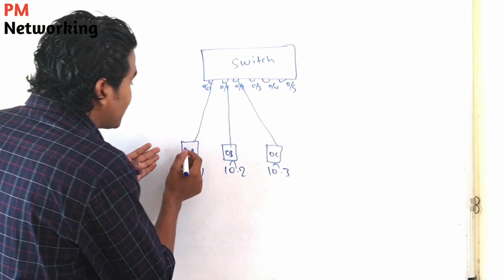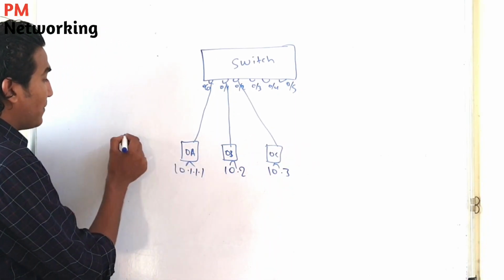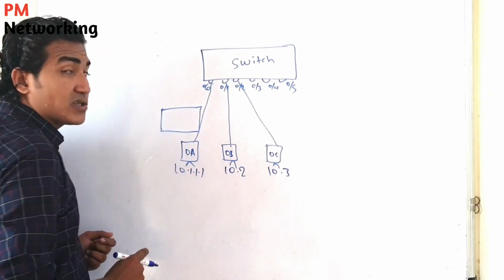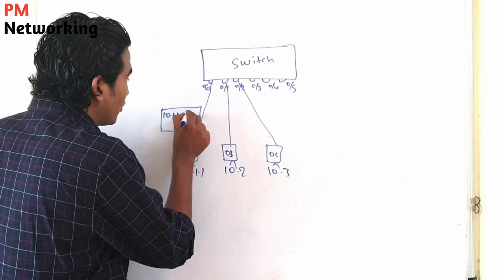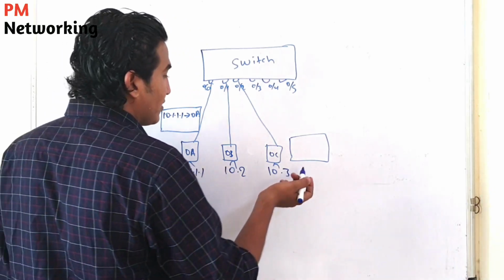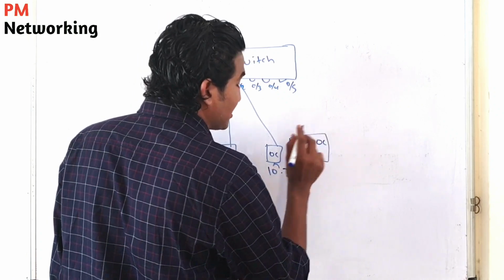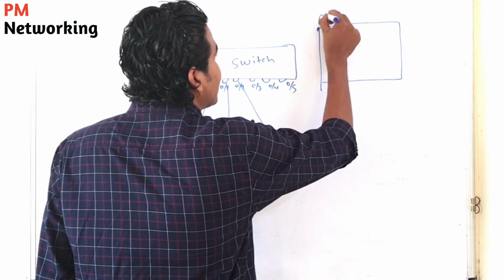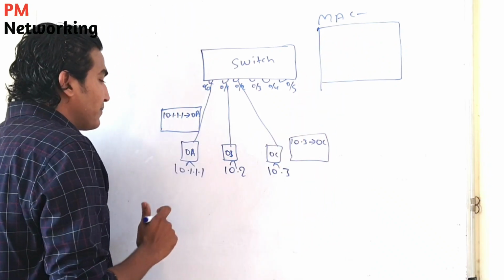So what happens when this PC pings 10.1.1.3? This PC has a table, the ARP table, and the information in its ARP table is 10.1.1.1 whose MAC address is 0A. In the same way, this PC also has an ARP table, where there will be an entry that 10.1.1.3 is the IP address whose MAC address is 0C, and the switch has a MAC address table. There is no entry in its MAC address table now, right?